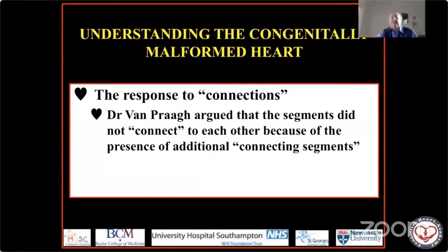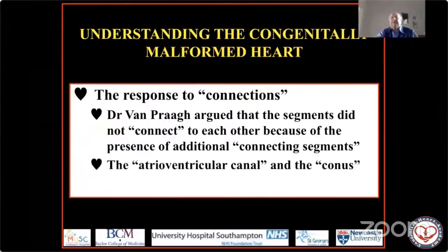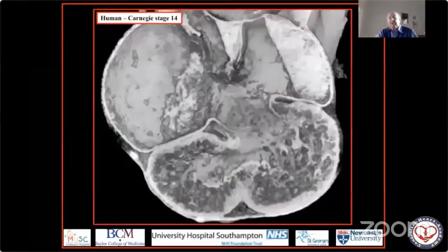systems. Because Dr. van Praagh then argued that the atrial chambers did not connect to the ventricles because there was a connecting segment, and equally the ventricles did not connect to the arterial trunks. And he introduced this notion of the connecting segments, the atrioventricular canal, the conus. So do they exist? And indeed, you know they do exist, because we've also discussed this before.